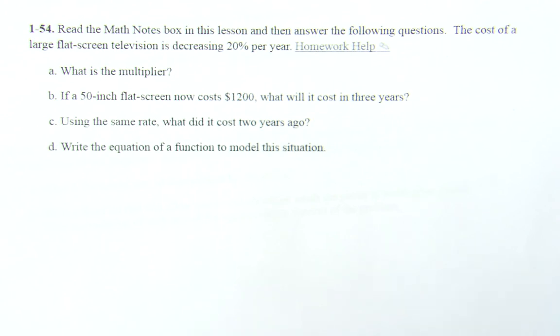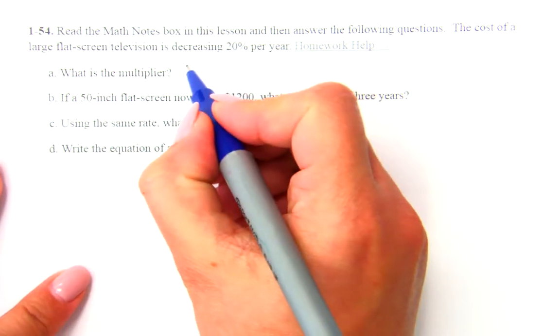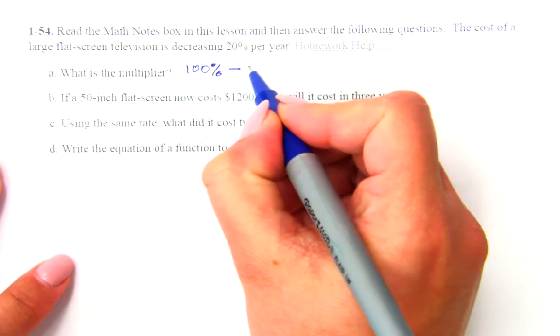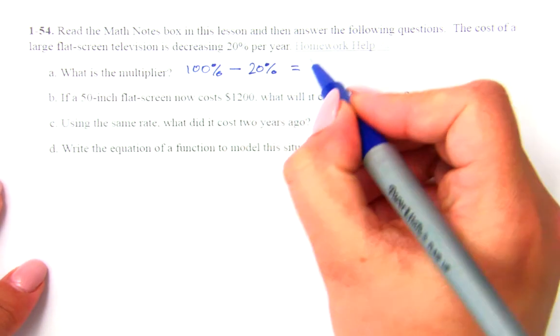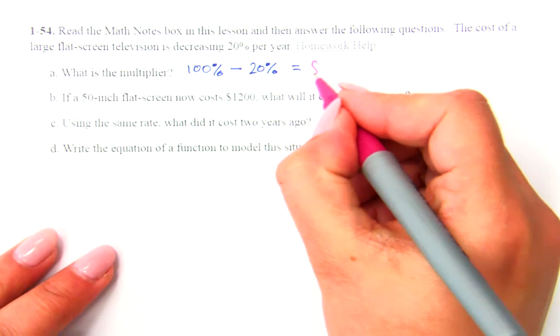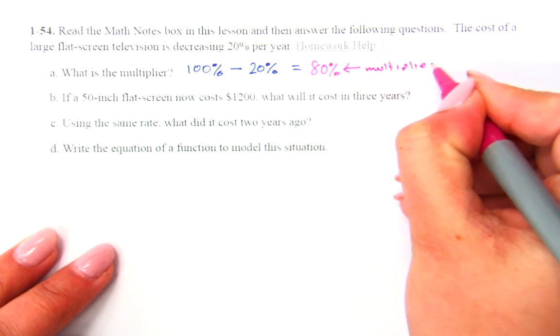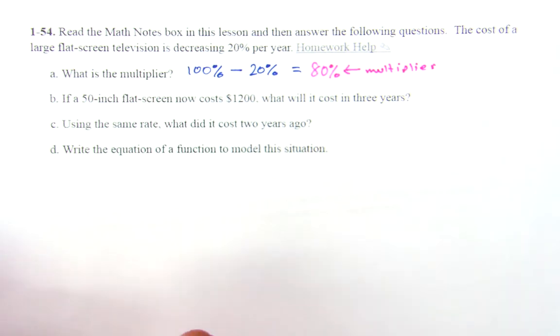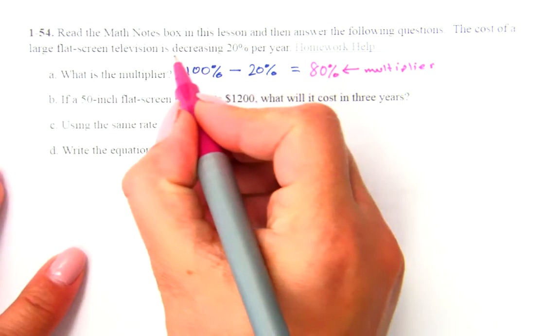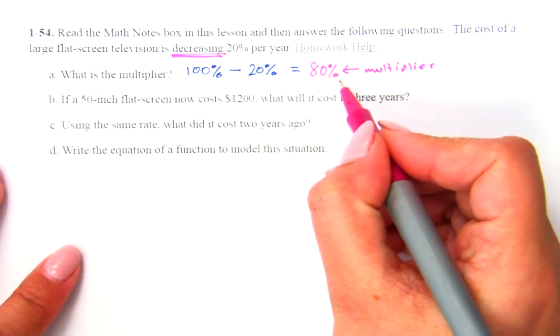technically when we decrease percentages, we find the multiplier by subtracting from 100. So in this case, since the decrease was 20%, I would take 100% and subtract 20%, and that would give us basically 80%. So this is going to be our multiplier. If we were to increase by 20% instead of decreasing, then we would add it to 100%, so our multiplier would be 120%. But since we are decreasing, our multiplier is going to be 80%.